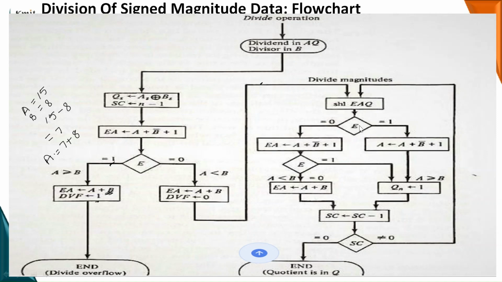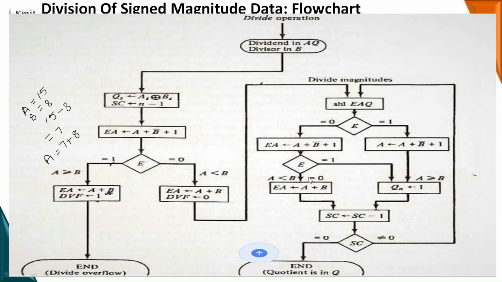If E is equal to 1, we know that EA is greater than B. In that case, we have to subtract B from A and you have to insert 1 in the Qn-th bit because A is greater than B. If E is equal to 0, you have to subtract A minus B, and again you have to check the value of E. When the value of E is equal to 1, then you have to insert 1 into the Qn-th position.